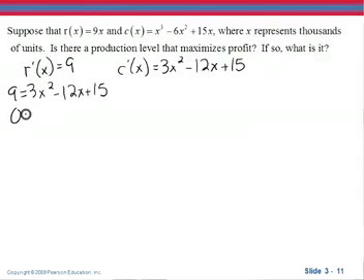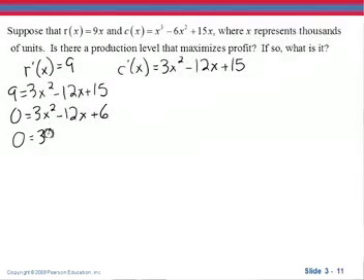Now first move your 9 over. When you subtract 9 from both sides, you'll actually be subtracting the 9 from the 15, which will give you a plus 6. Now I can try to factor this. I can actually take out a 3. 3 times x squared is 3x squared. 3 times negative 4x is negative 12x. And 3 times 2 is 6. However, I can't go any further because no two numbers multiply to be 2 and add to be negative 4.